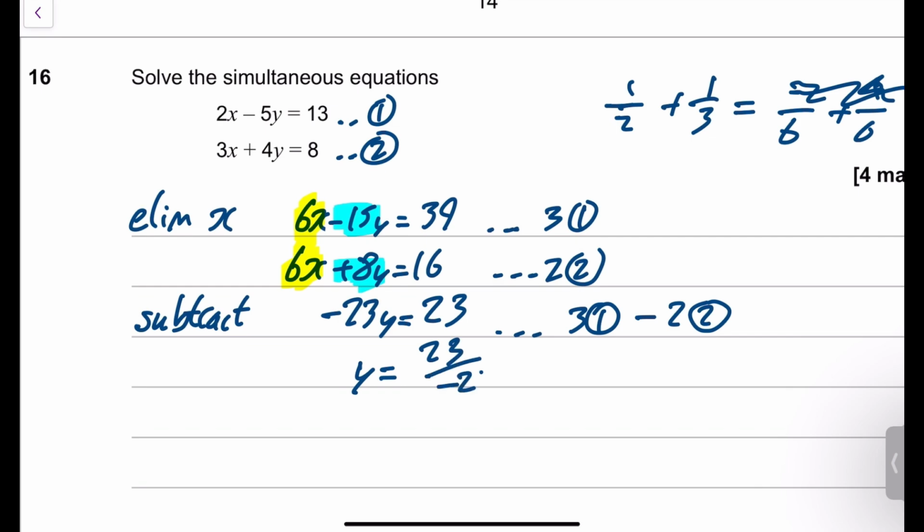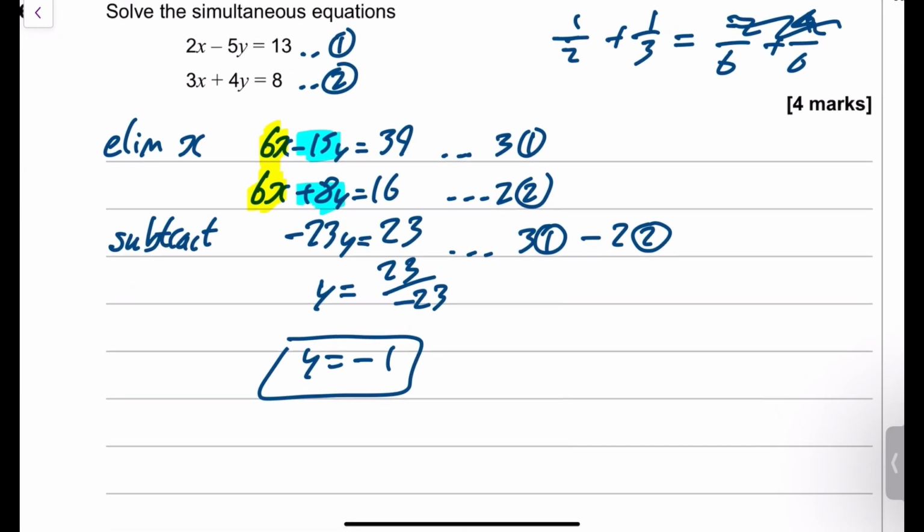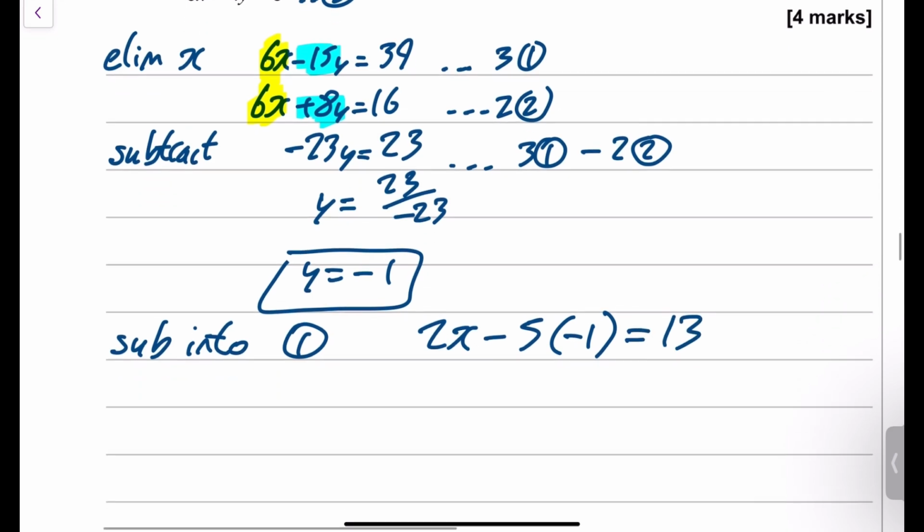y then equals 23 divided by minus 23. y equals minus 1. Put that in a box, makes it nice and easy for the poor soul marking your work. So you've got y is equal to minus 1. What we want to do then is sub into equation 1. So get that thing and fire it back into equation 1. So 2x minus 5 times brackets minus 1. Use brackets, they are your friend.